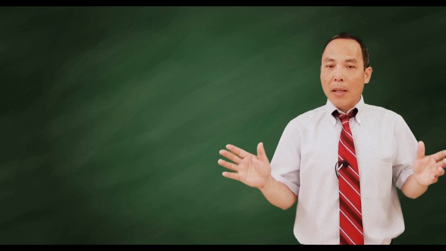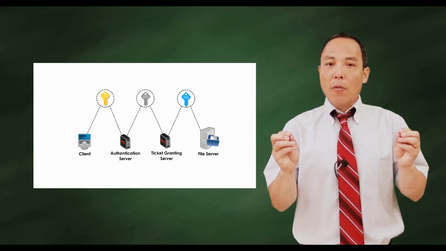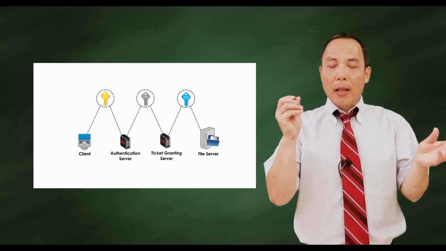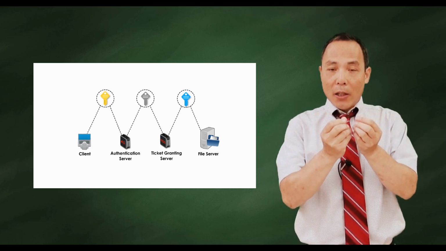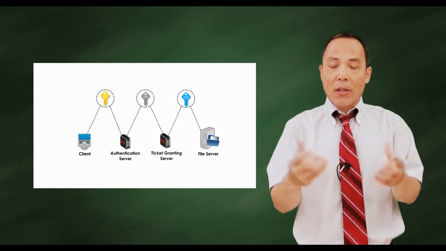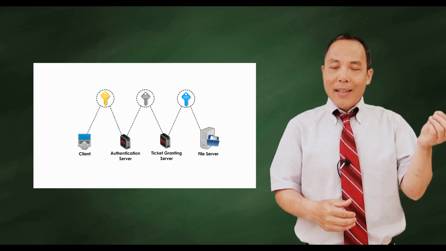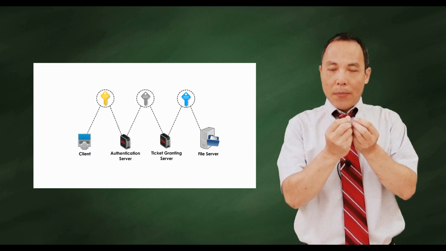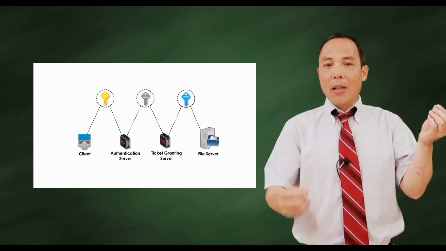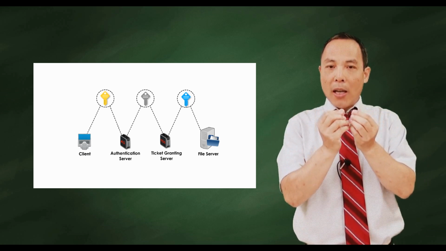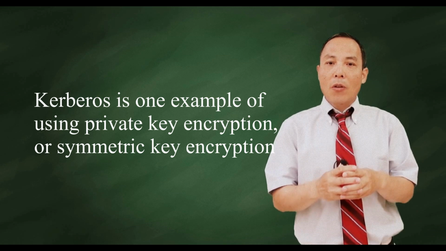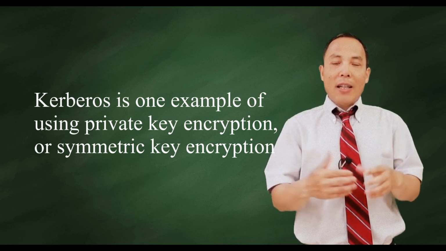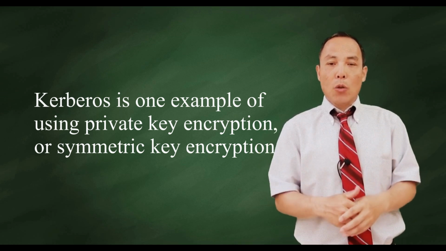Now you can see all communications between the different parties involve a secret key. For example, the client and authentication server share a secret key, which is his password. Authentication server and ticket granting server share a secret key. And ticket granting server and file server share the same secret key. Therefore, Kerberos is one example of using private key encryption or symmetric key encryption.